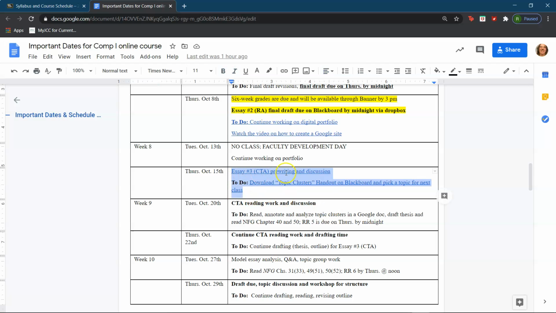Now for today, we're going to be talking about our third and final paper, which is called the CTA. So we're going to begin the essay number 3, pre-writing and discussion. And for homework today, I would recommend downloading the topic clusters handout on Blackboard and picking a topic for next class for the next paper.